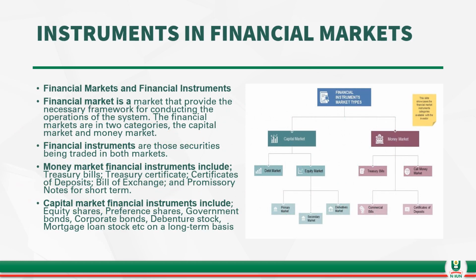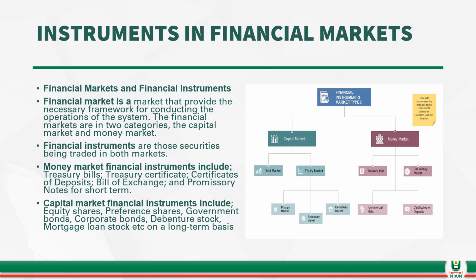So now we look at the instruments that are involved in these financial markets. The financial market instruments provide the necessary framework for the conduct of operations of the system. The financial markets are in two categories. We have the capital market and the money market. The capital market basically deals with funding for a long time, while the money market is just for financing short-term financial obligations.